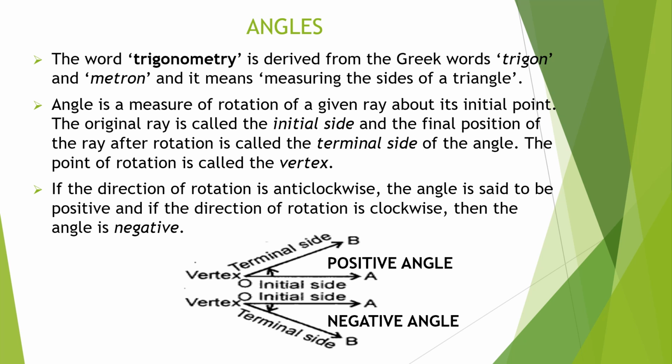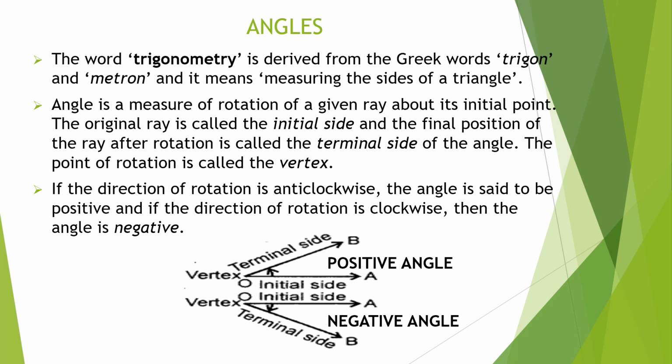Some definitions. The word trigonometry is derived from the Greek words trigon and metron, and it means measuring the sides of a triangle. We define an angle. Angle is a measure of rotation of a given ray about its initial point. The original ray is called the initial side, and the final position of the ray after rotation is called the terminal side of the angle. And the point of rotation is called the vertex.